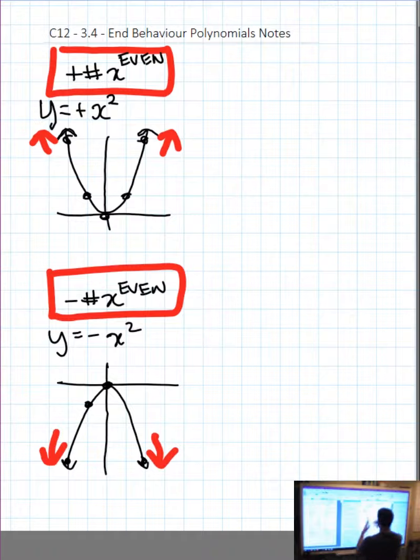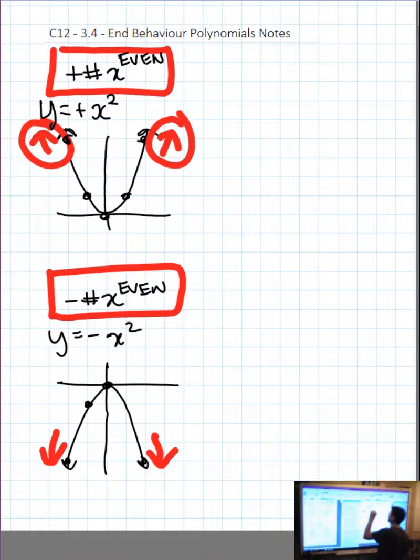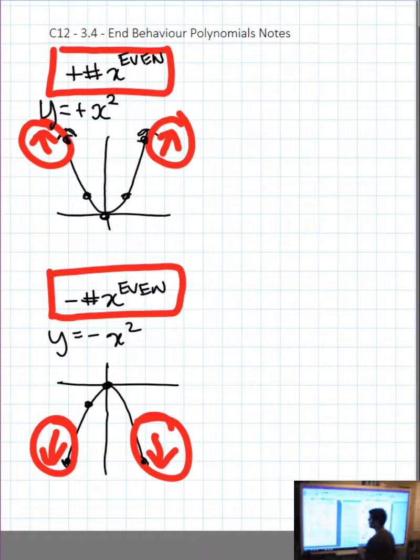So in the above example, any positive x to the even, positive x squared, positive x to the 4, positive x to the 6, all open up like this. Any negative x to the even, negative x squared, negative x to the 4, negative x to the 6, all point downwards. So anytime you see a positive x to the even, we're going to get arrows going up and up. And anytime we get negative x to the evens, we're going to get arrows going down and down. Notice in the notes I've done tables of values, and you can see substituting x values in, seeing where those points on the graph are going to lie.